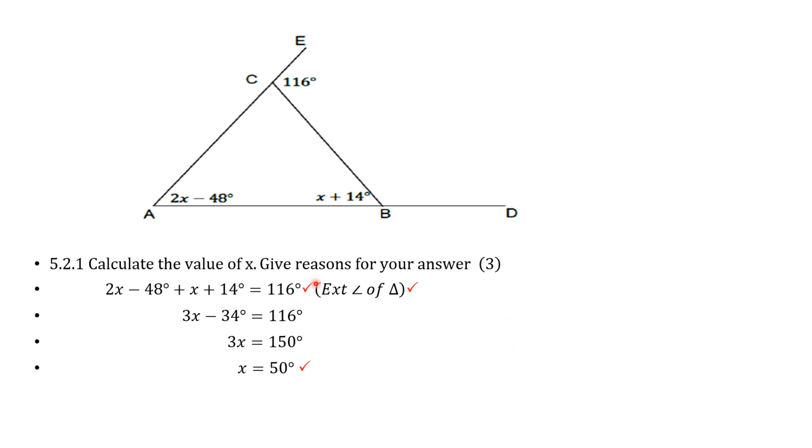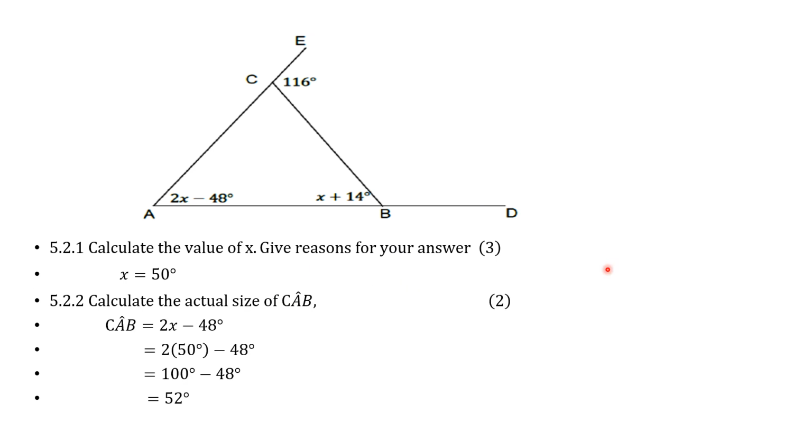One mark there for understanding, to add those two and equal to the exterior angle of the triangle. Second mark for reasoning: exterior angle of a triangle. And third mark for solving and finding x equal to 50. Right? Now, second one, calculate the actual size of CAB.